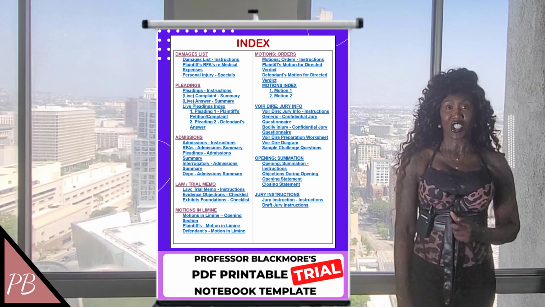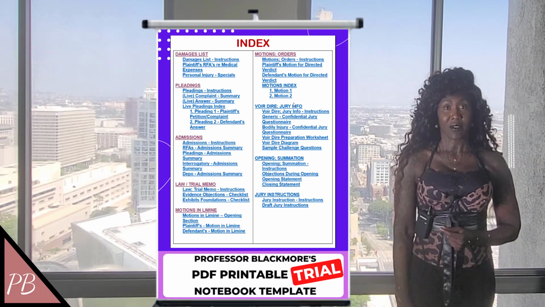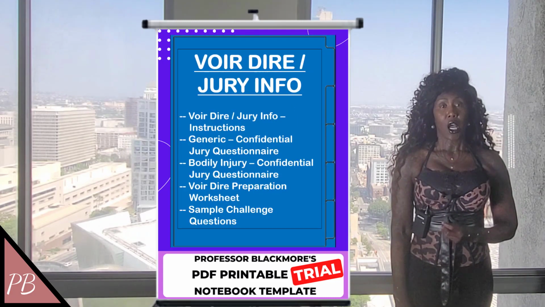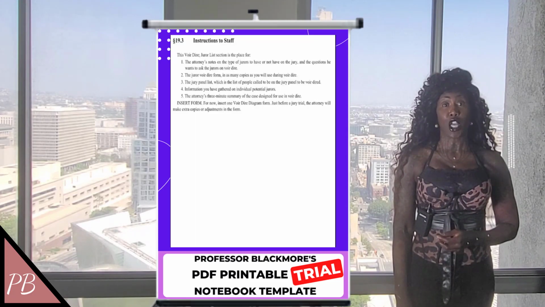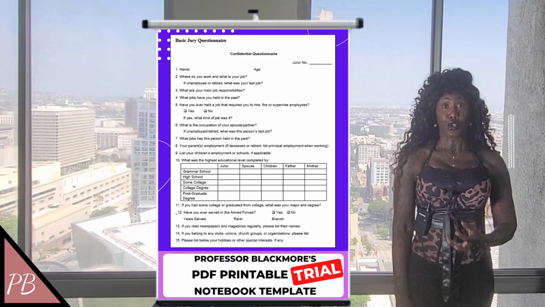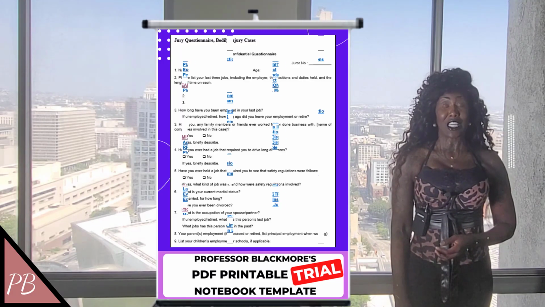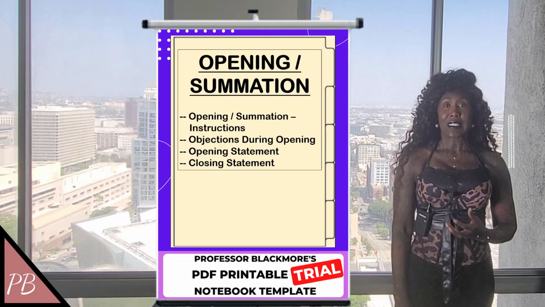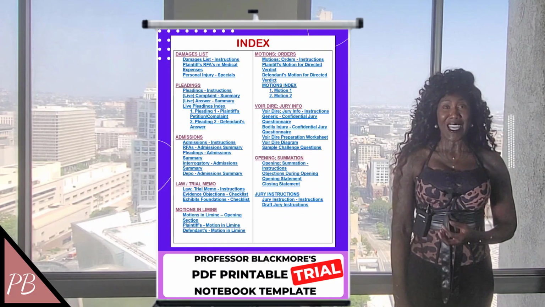Now, the next section is the voir dire jury information section. And here are some of the things that you'll find in this section of the notebook template. And as you can see, you have a generic confidential jury questionnaire form as well as a bodily injury confidential jury questionnaire form.